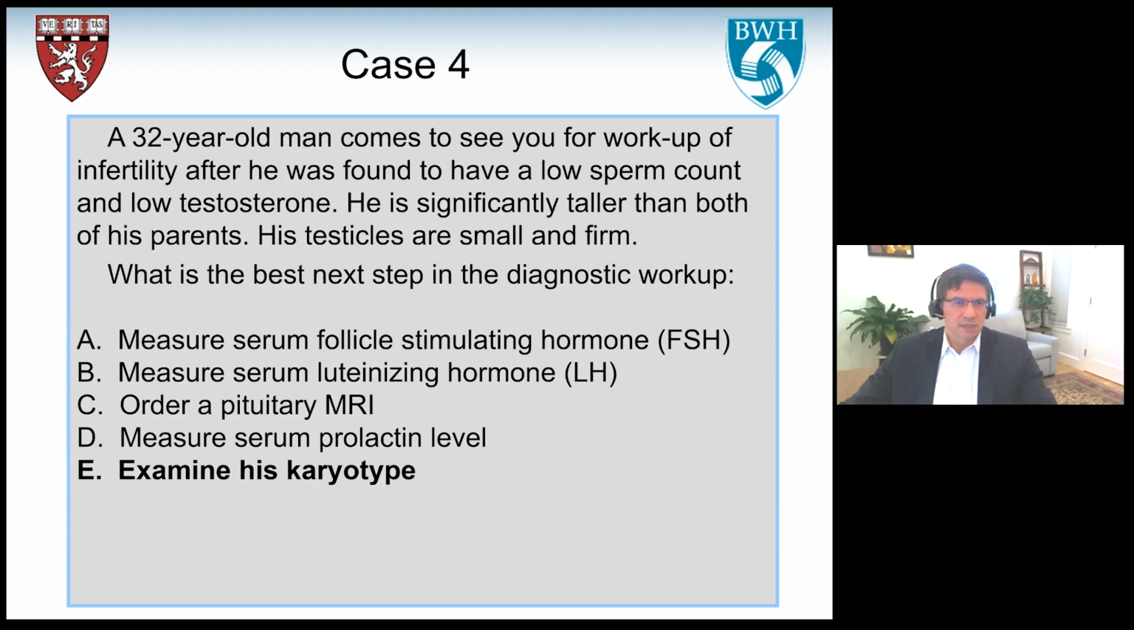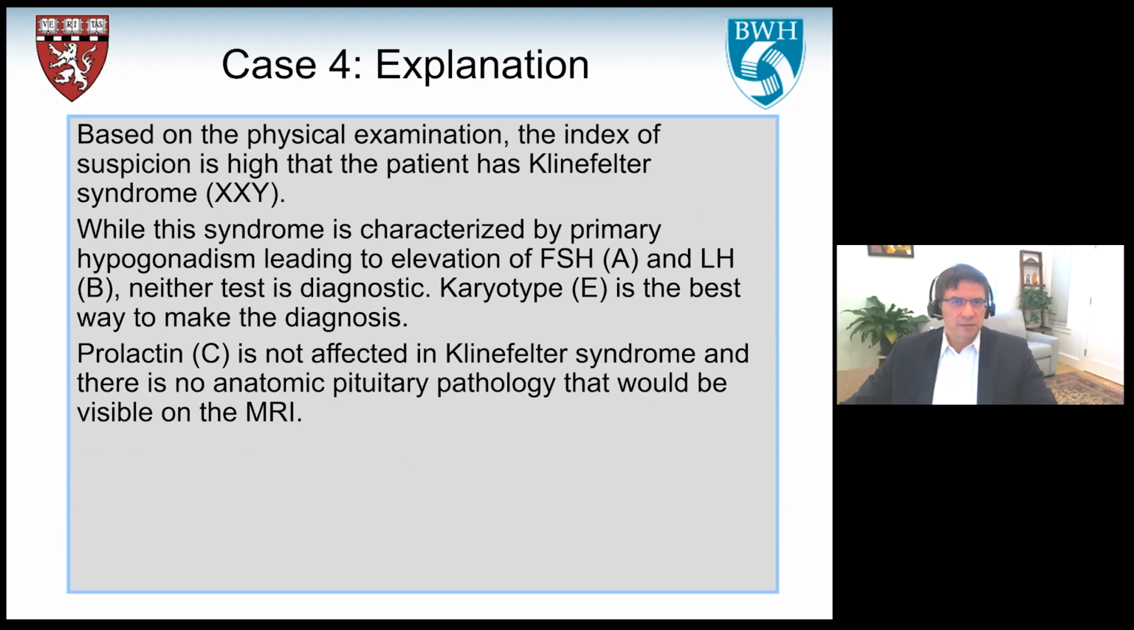And the right answer is E. Examine his karyotype. Based on the physical examination, the index of suspicion is high that the patient has Klinefelter syndrome, or an extra X chromosome. While this syndrome is characterized by primary hypogonadism, leading to elevations of FSH and LH, neither test is diagnostic. Karyotype is the best way to make the diagnosis. Prolactin is not affected in Klinefelter syndrome, and there is no anatomic pituitary pathology that would be visible on the MRI.